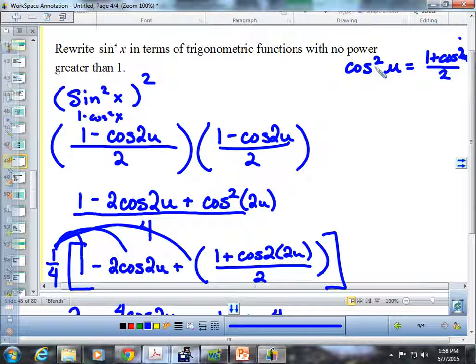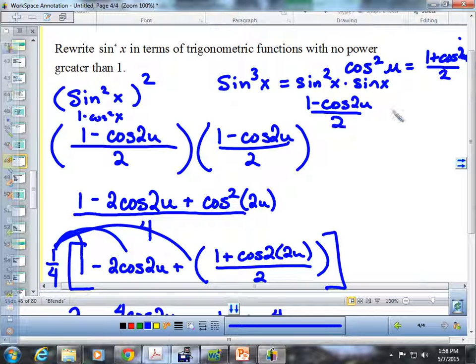What if we had a sine cubed up here? What if it was sine cubed x instead of sine to the 4th? Well, sine cubed is still sine squared times sine. And then I could have used my power reducer here: 1 minus cosine 2u over 2 times sine x. Are all my powers gone now? Yes, absolutely. So it doesn't have to be an even power. You just need it to have a square breakout.